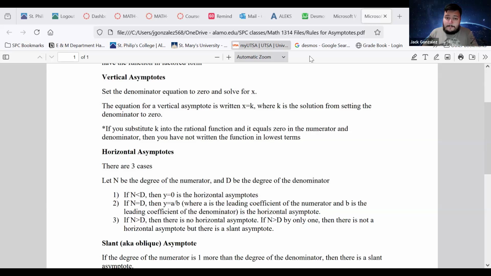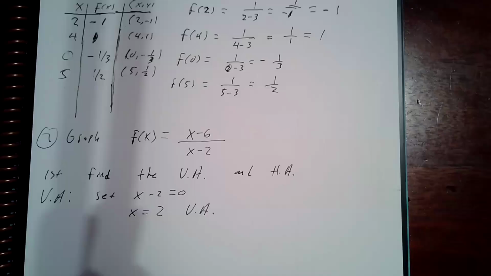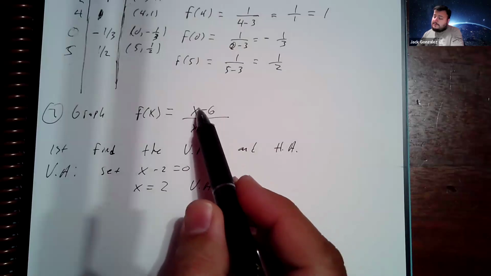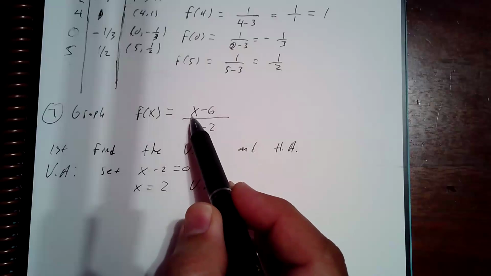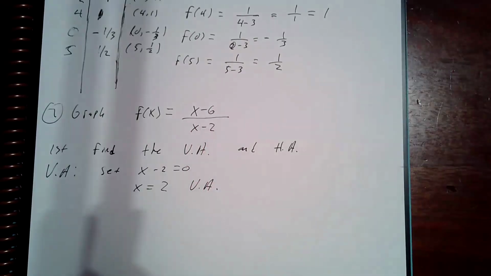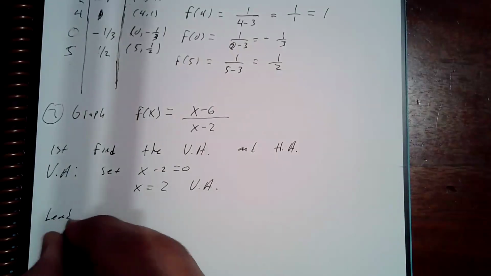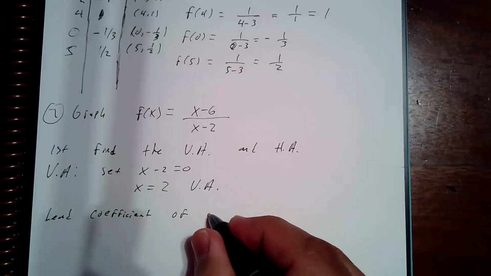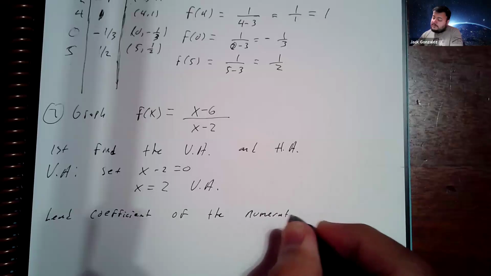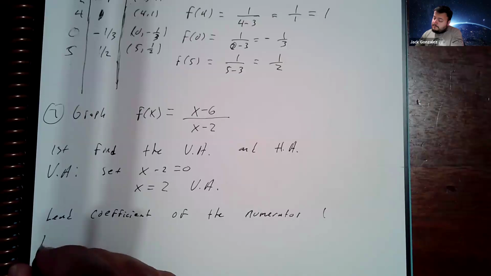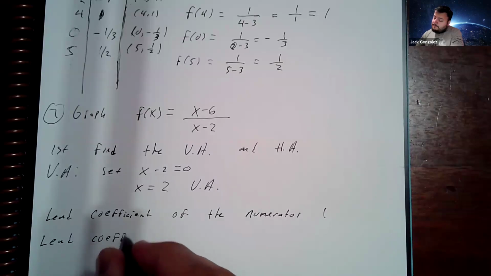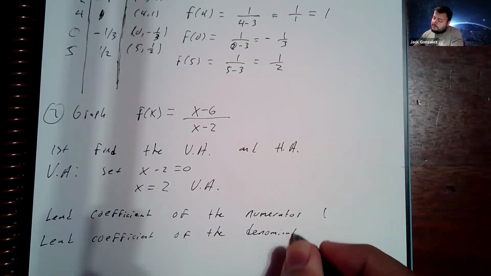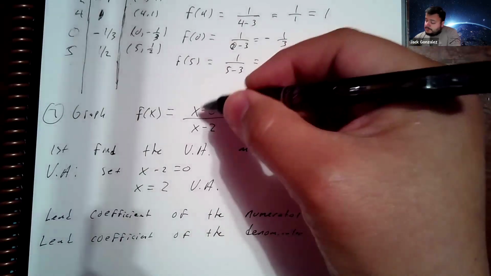What's the leading coefficient of the numerator? The leading coefficient is the number in front of the highest power. What's the coefficient of the variable with the highest power? There's nothing there, so it's a 1. See what I mean? And same thing for the denominator. There's just an invisible 1 here.